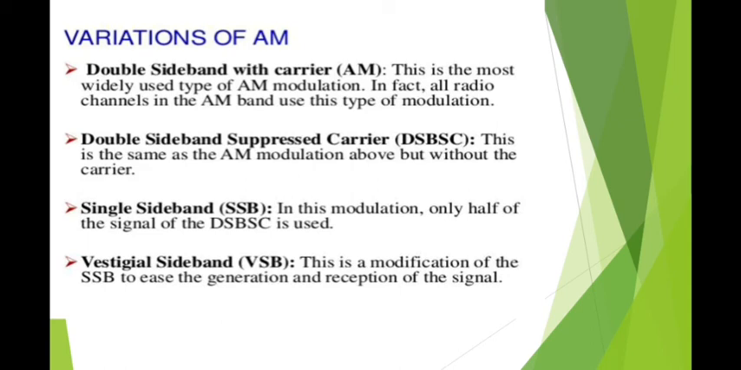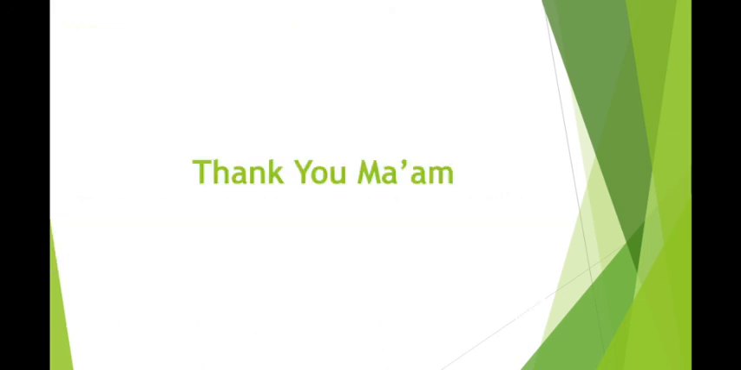DSBSC, double sideband suppressed carrier. This is the same as the AM modulation above but without the carrier. SSB, single sideband. In this modulation, only half of the signal of the DSBSC is used. VSB, vestigial sideband. This is a modification of the SSB, for easier generation and reception of the signal.